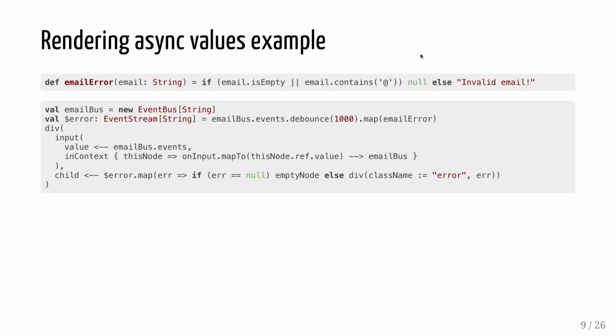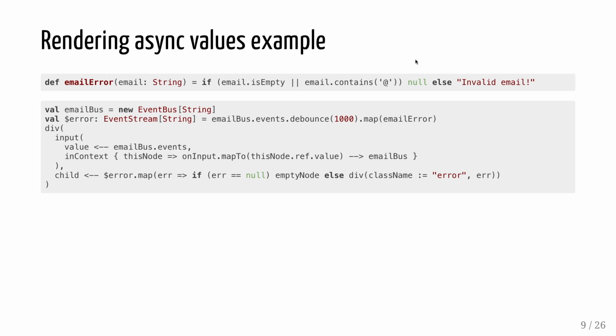Let's look at rendering asynchronous or deferred values in Laminar. And actually, let's also compare it with React because the difference is pretty illustrative. First of all, apologies for using null, which is not something we normally do in Scala. I just wanted to make this slide easier to digest to a broader audience, hopefully including some JavaScript developers.